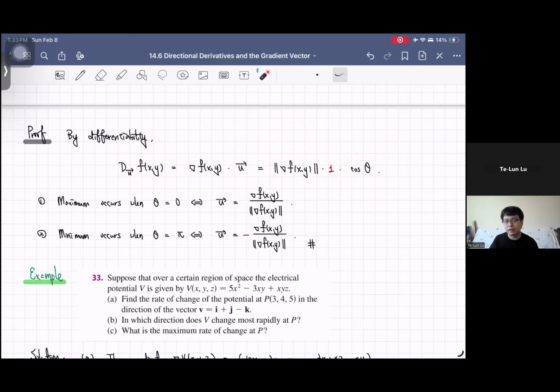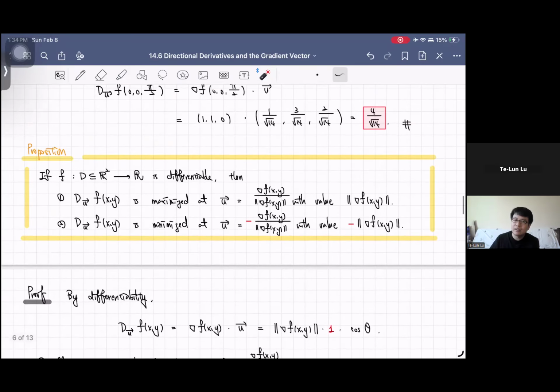And that's when the two vectors actually align, the angle is 0. So when theta is 0, that means that u is in this direction. And it's minimized when cosine is minus 1, and that is when theta is 180, so you have the opposite direction. So basically, this proposition is saying that the rate of change of f is maximized in the gradient direction, and it is minimized in the opposite of the gradient direction. Okay, so in terms of the landscape of the graph, we can see the steepest slope happens in the direction of the gradient.